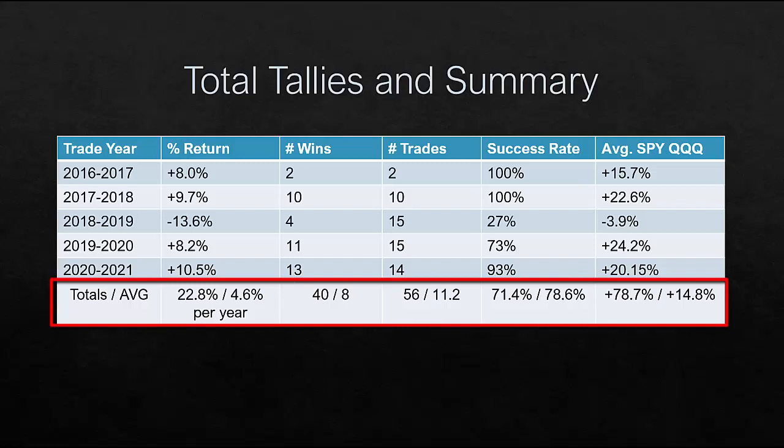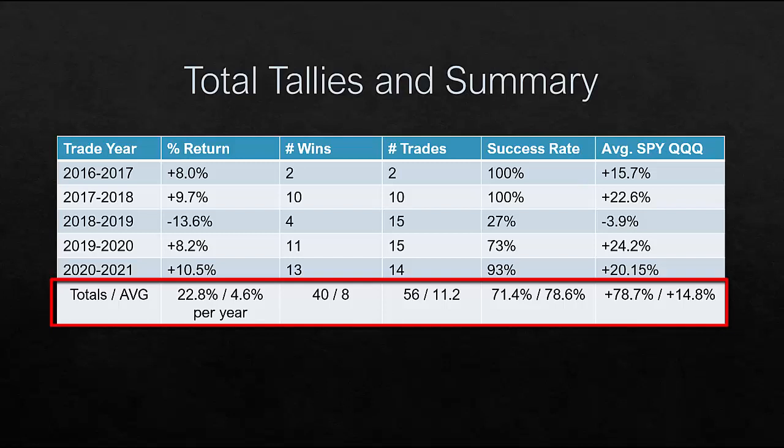We take the totals, not compounding, just adding up all the numbers. We had taken $50,000 and put it into even distribution to all of the trades, closed it out, started with a new $50,000. Total return would be 22.8%, which over 5 years comes out to be a 4.6% return. We had a total of 40 wins out of 56 total trades for the simulated CD covered call approach, with an average of 8 successful trades per year on an average of 11.2 trades entered per year.